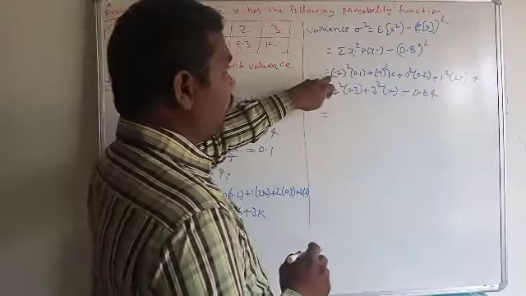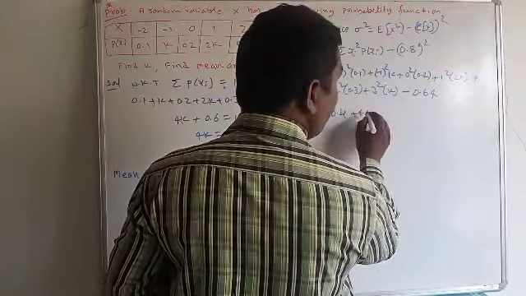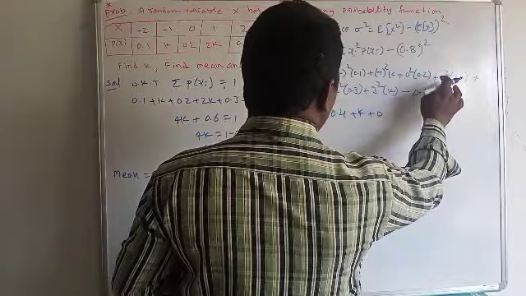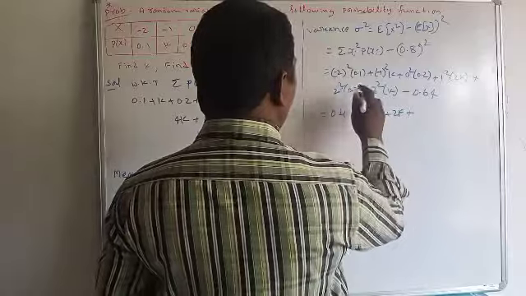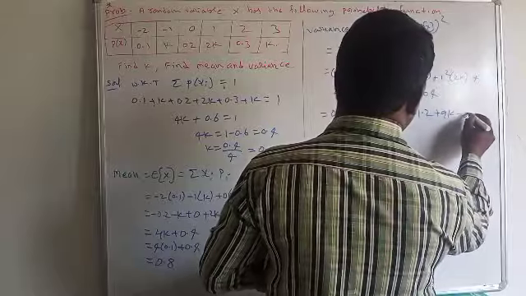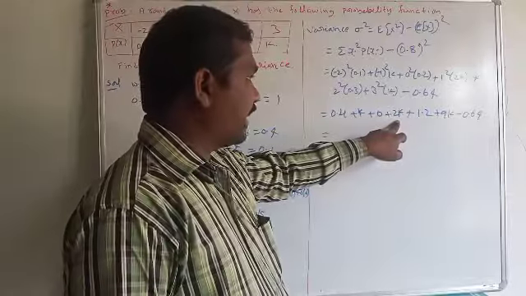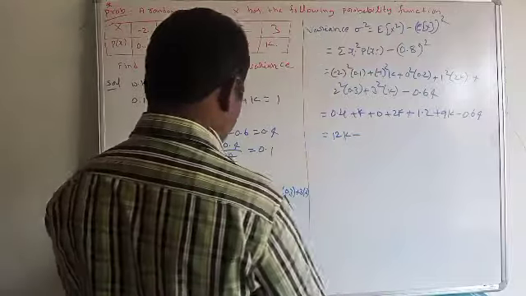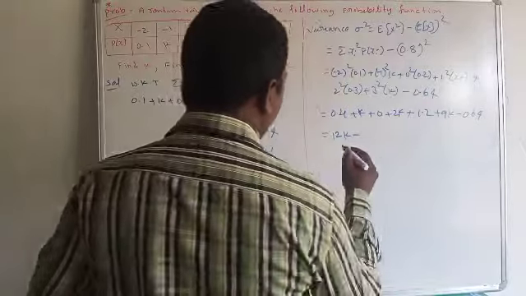Minus 2 whole square is 4, 4 into 0.1 is 0.4. Minus 1 whole square is 1, 1 into k. 0 square into 0.2 is 0. Next, 1 square is 1, 1 into 2k is 2k. 2 square is 4, 4 into 0.3 is 1.2. 3 square is 9, plus 9k, minus 0.64. Finally, we have k plus 2k plus 9k, that is 12k, and 0.4 plus 1.2 is 1.6.